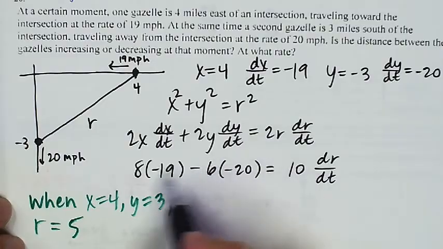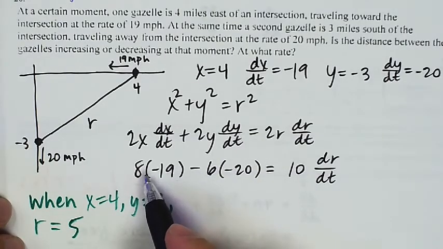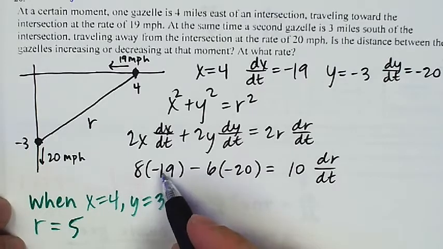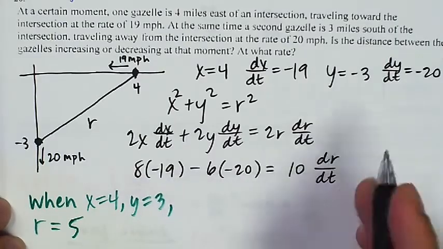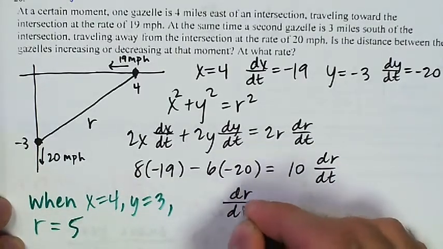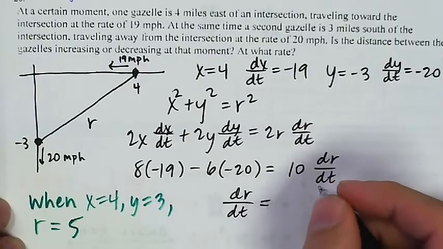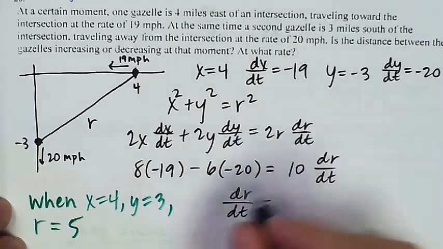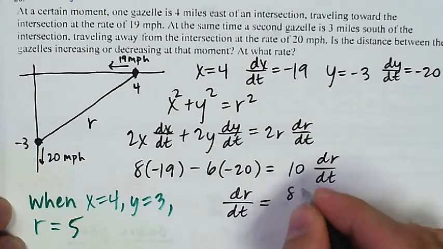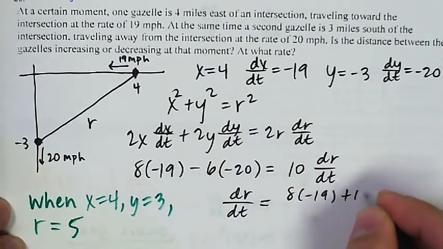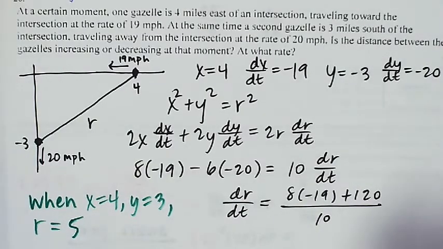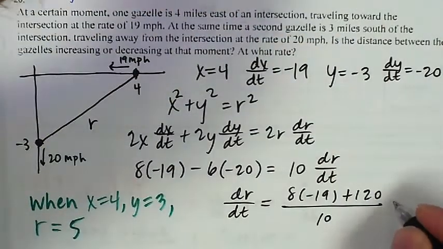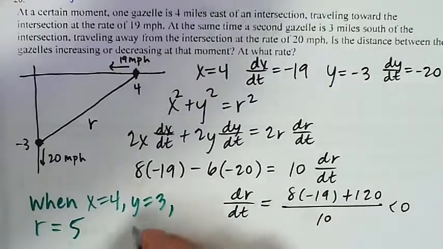Okay, so I've got positive 120 minus, well, something that's close to 160, but definitely bigger than positive 120 and negative. So I'm going to say dr/dt equals, I don't even care. I just know it's going to be a negative number. So 8 times negative 19 plus 120, all divided by 10. And this is less than 0. So I'm going to say the distance is decreasing.